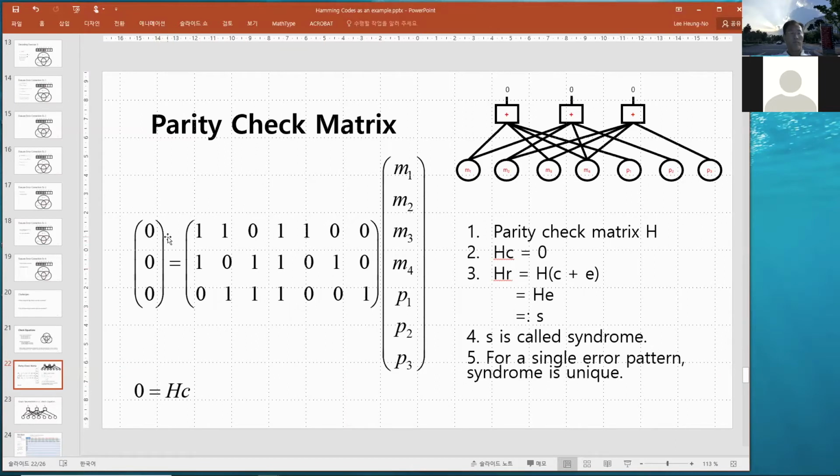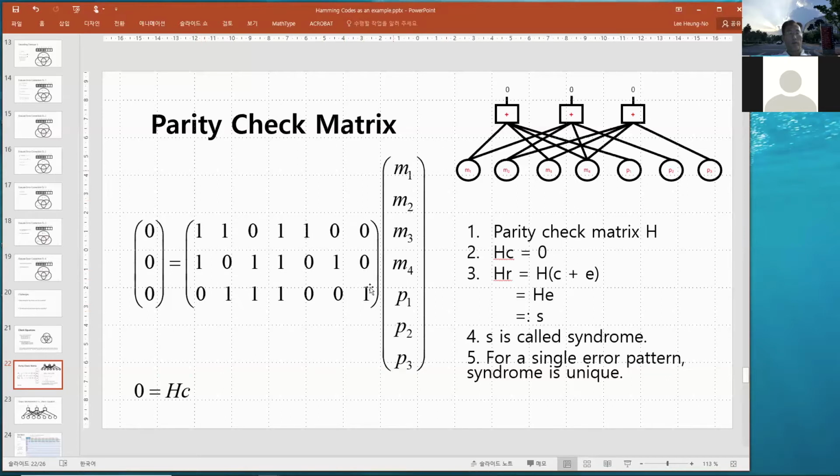So the first equation was M1, M2, M4, P1 is equal to 0. That is represented by this first row. When you multiply the first row with this code word vector, that is the first equation that we saw on the previous page. The second equation, which is M1, M3, M4, P2, sums up to 0, and is represented as this second row in the parity check matrix.